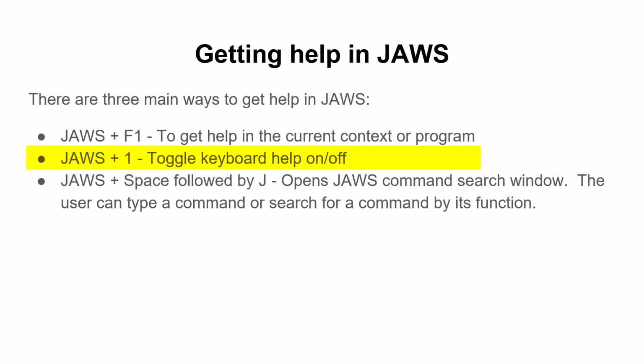It's a great way to really quickly check that you're going to perform the right command before you do it, in case you're uncertain and you're afraid that changes will happen to your document or whatever you're working on before you actually press the command. So it's one way of doing it. It's another way to work with students sometimes. There's a lot of really good uses for JAWS plus the number 1 to turn on and off that keyboard help.